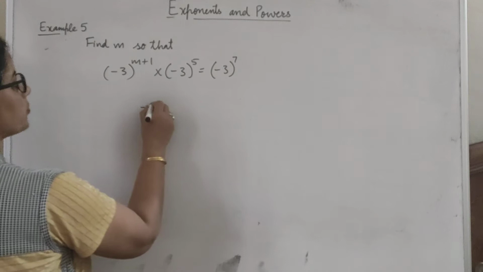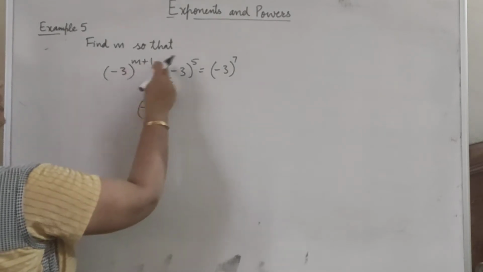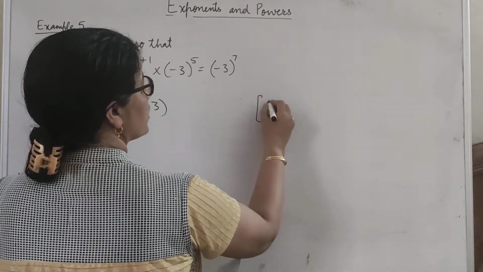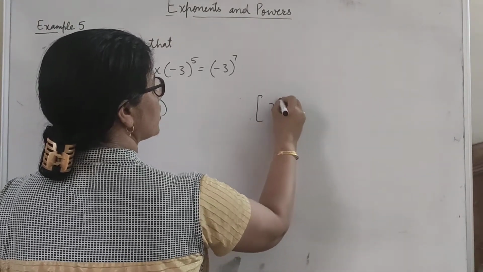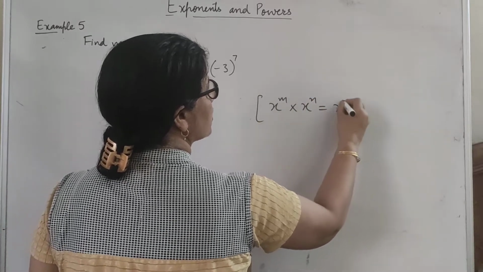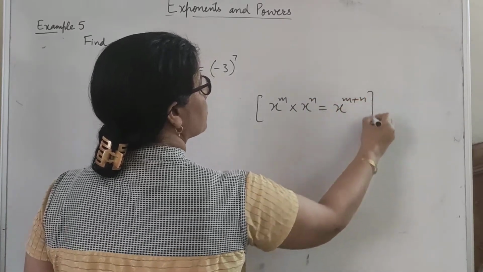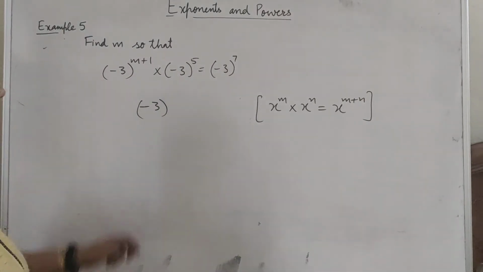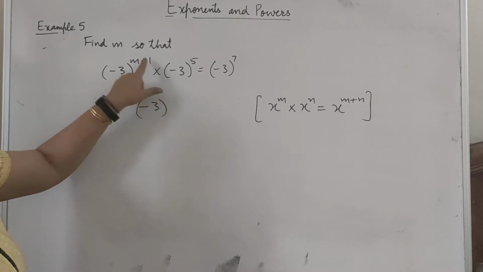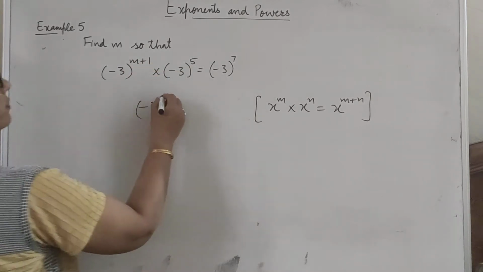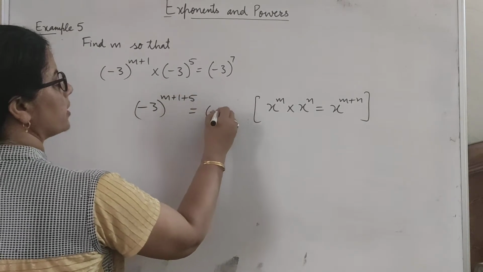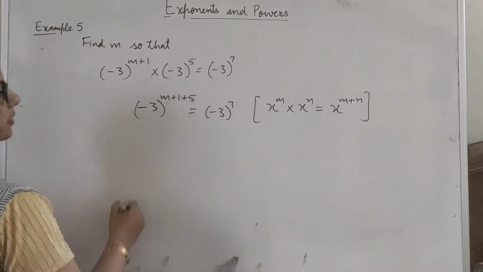First we will write the base as it is and we will add the exponents. Which law can we use here? We can use this law: x raised to the power m multiplied by x raised to the power n is equal to x raised to the power m plus n. When we want to multiply exponential forms whose bases are same, add the powers. So we will write m plus 1 plus 5 is equal to minus 3 raised to the power 7.